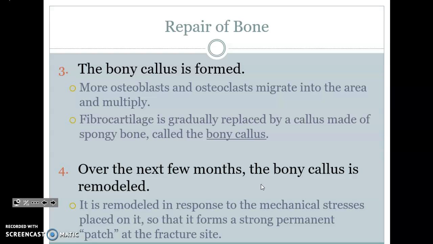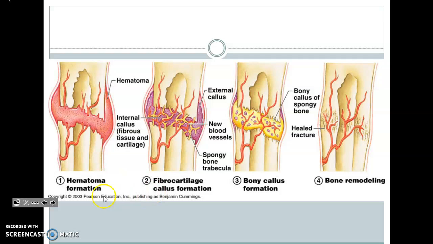And then number 4, over the next few months, the bony callus is remodeled, and it creates this permanent patch on the fracture site. Now that spot where the bone broke will never be exactly the same as it was before it broke, but it's the next best thing. So it's still going to be functional, it's still going to work well and be strong, but it'll never be like it was initially. So those are the 4 stages of the bony healing when bone breaks.